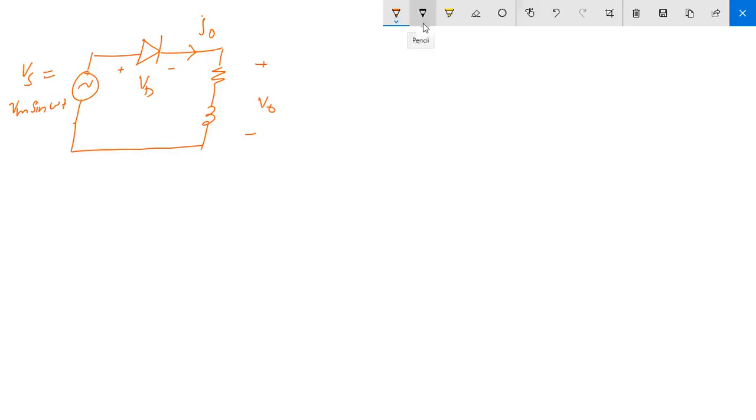We'll first write down what happens when your diode is in the positive half cycle. This is positive, this is negative. When the diode is in forward bias condition, D is on. So suppose this is my D is on, current is conducting.